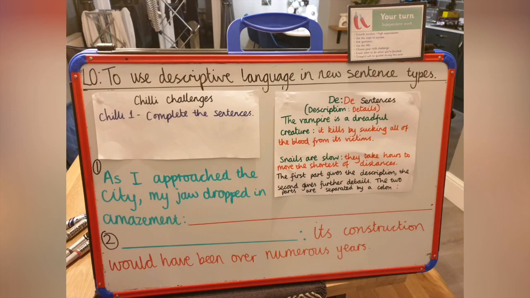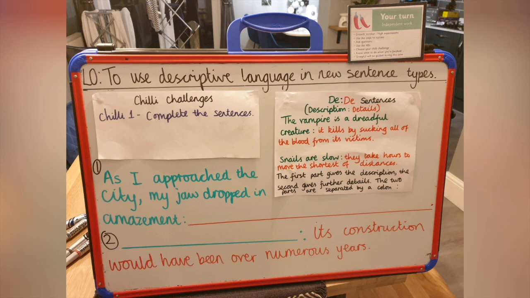Now it's time for your Chilli challenges. Chilli 1, can you complete these sentences? There are 2 DD sentences here. As I approached the city, my jaw dropped in amazement: complete the rest. Why did this happen? What did you see? Second sentence, what description could you give before this detail? Its construction would have been over numerous years. Think about the buildings that you would see.